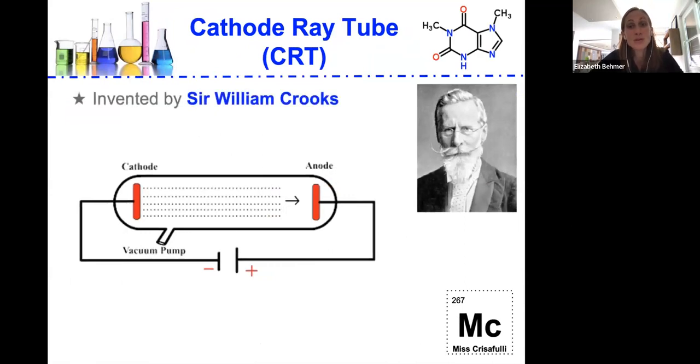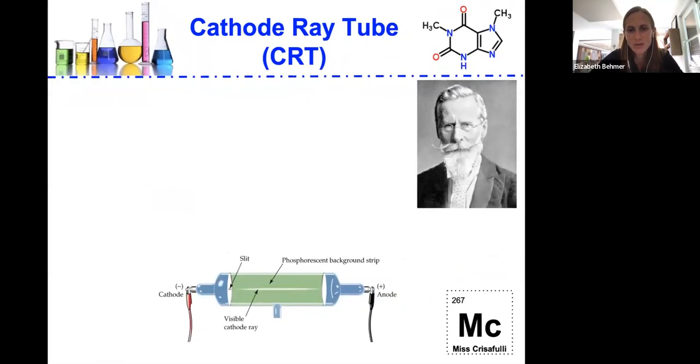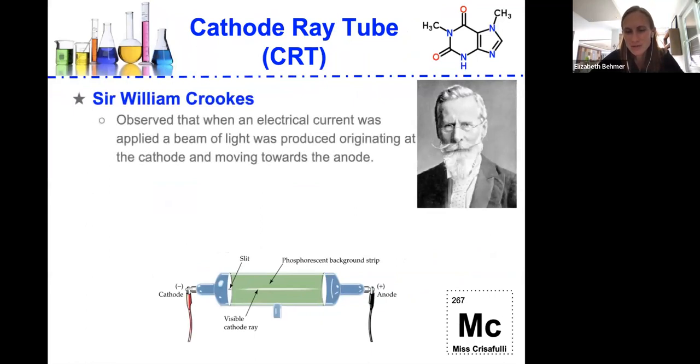So then we look at the cathode ray tube invented by Sir William Crookes. You can see the cathode ray tube shown here in another picture. He observed that when an electrical current was applied, a beam of light was produced originating at the cathode and moving towards the anode. The cathode is the negative end, and the anode is the positive end. You can see here a slit, the visible cathode ray, and the phosphorescent background strip.